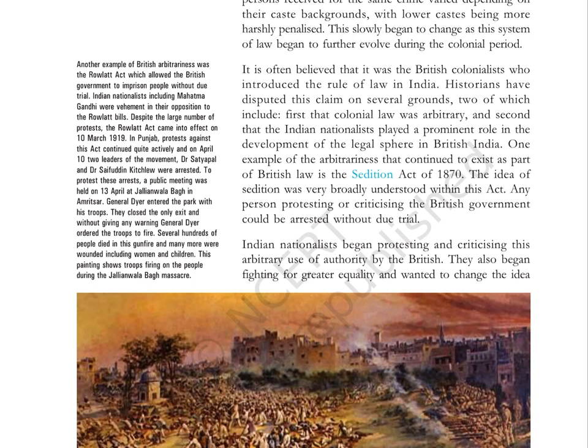Indian nationalists, including Mahatma Gandhi, were vehement in their opposition to the Rowlatt Bills. Despite the large number of protests, the Rowlatt Act came into effect on 10th of March 1990. In Punjab, protests against this act continued quite actively, and on April 10, two leaders of the movement, Dr. Satyapal and Dr. Saifuddin Kichlew, were arrested. To protest these arrests, a public meeting was held on 13th April at Jallianwala Bagh in Amritsar.